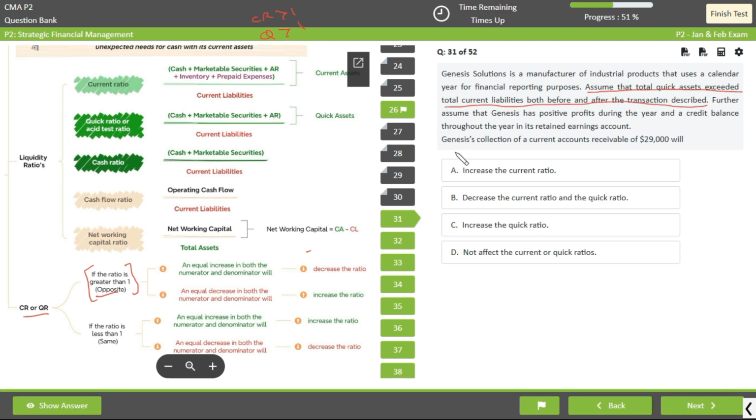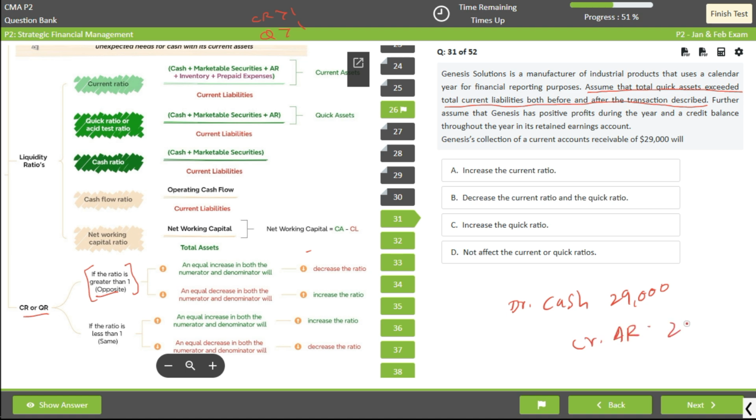Next, a collection of accounts receivable. So when you are collecting accounts receivable, what is going to happen? You are going to get cash. So you are going to debit cash by 29,000 and you are going to credit your accounts receivable by 29,000. So here your accounts receivable of 29,000 is converted into cash. So there is no effect on the numerator, and no effect on the denominator. This means there will be no effect on the current ratio.